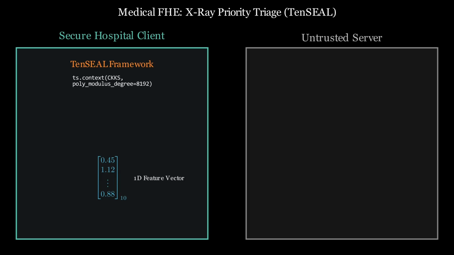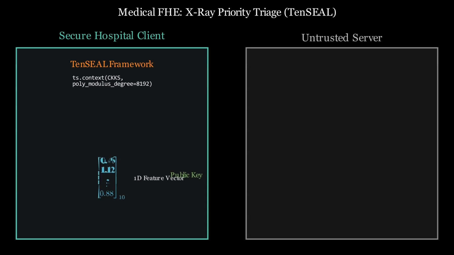We set the poly_modulus_degree to 8192. This parameter provides a perfect architectural balance. It guarantees a robust level of security against modern cyber threats, while allocating just enough noise budget to support our linear classification.